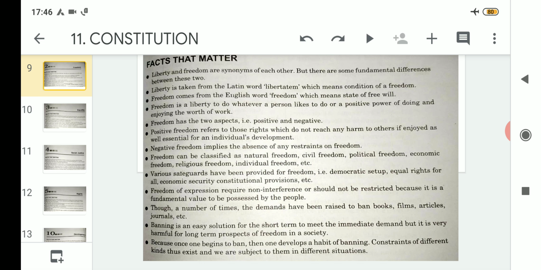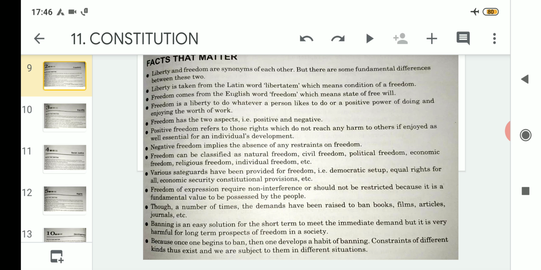Though a number of times demands have been raised to ban books, films, articles, journals, etc. Various times we have seen in a country like India that demands have been raised to ban some books which are thought to be controversial, some films which are again thought to be controversial, in the sense that they can hurt the sentiment of another religion. Some articles, some journals are also like that. So when these things happen, demands are raised to ban them. Banning is an easy solution for the short term to meet the immediate demand, but it is very harmful for the long term prospects of freedom in a society.